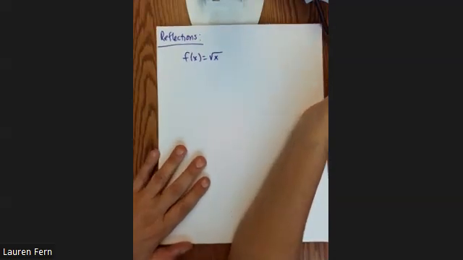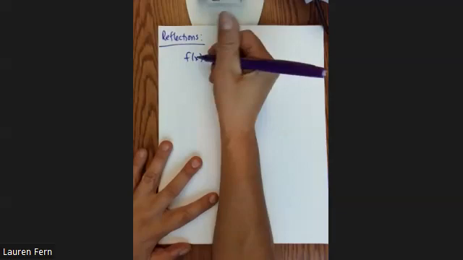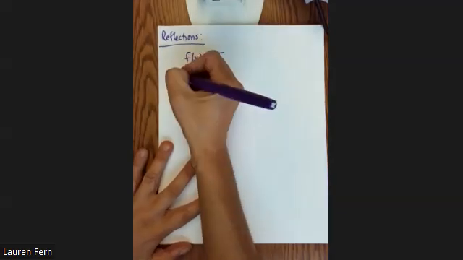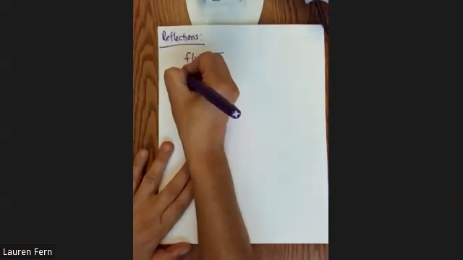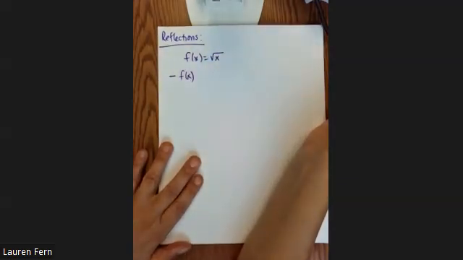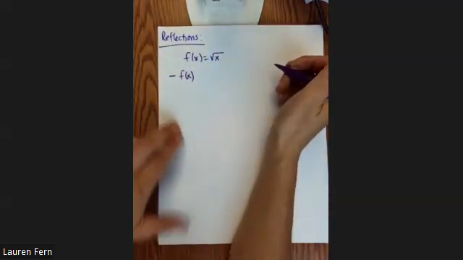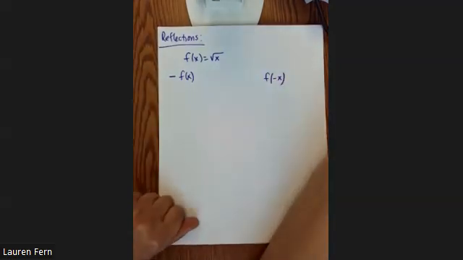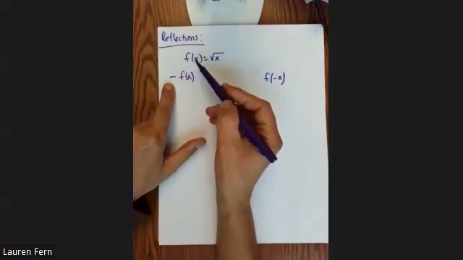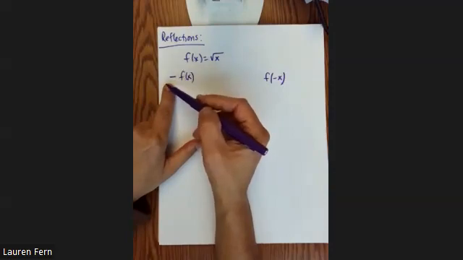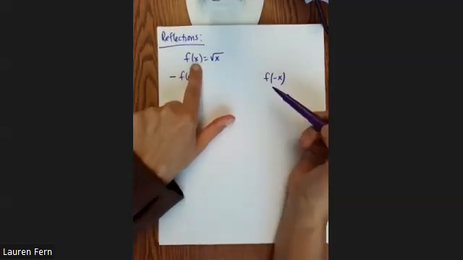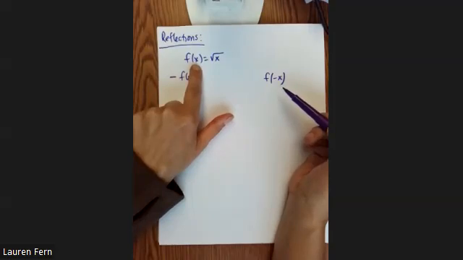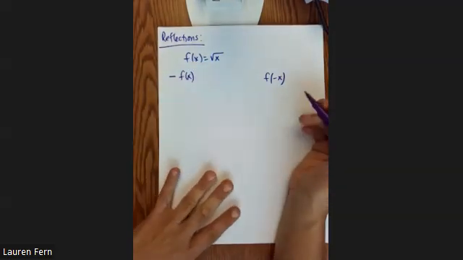And what I'm specifically wanting to know is, if f of x is the square root of x, what is negative f of x? And what is f of negative x? Okay, notice I'm first asking negative on the outside, and then I'm asking what if we replace x with the opposite of x on the inside?